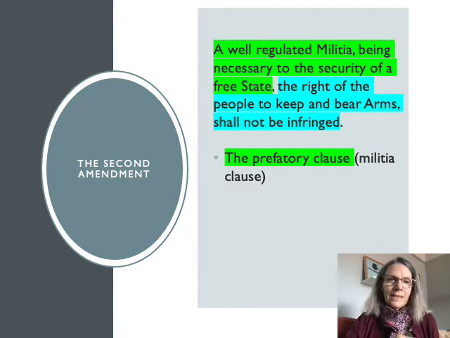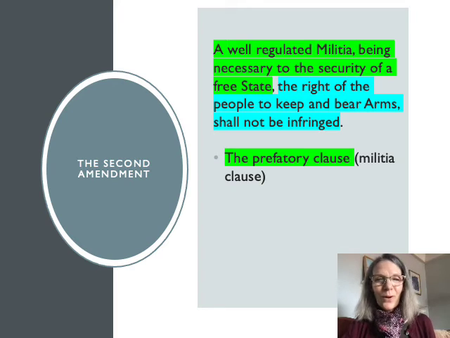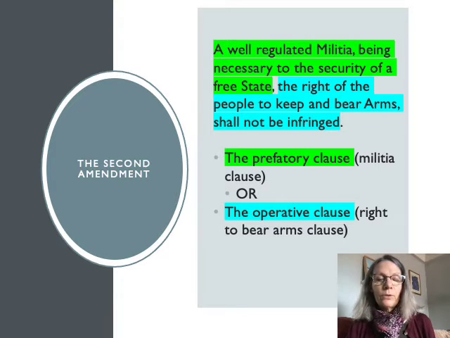In the previous slide, we were talking about how the Second Amendment is weird because there's this preface, the clause, a well-regulated militia being necessary to the security of a free state. Is that presenting the right to bear arms, or is it actually defining what the Second Amendment means? So you have the prefatory clause in green, and then you have what's known as the operative clause, which is the right to bear arms clause: the right of the people to keep and bear arms shall not be infringed. And because of these two different clauses, the Second Amendment has been interpreted differently over time.